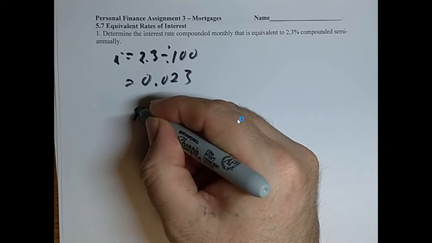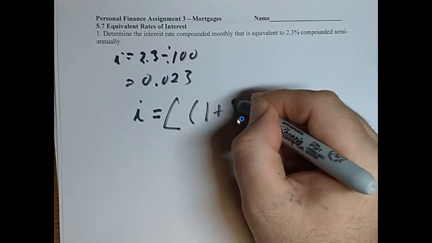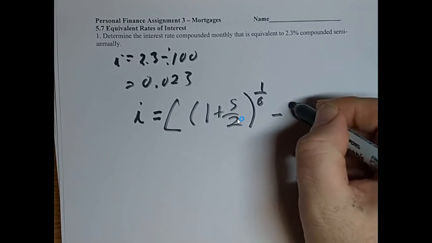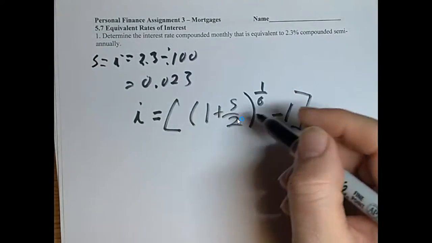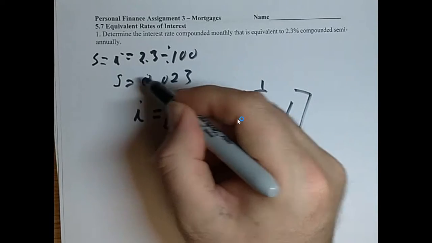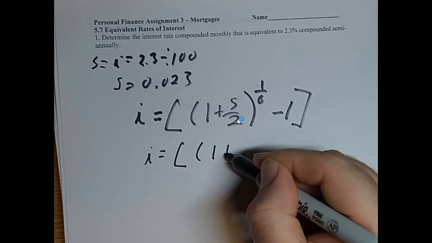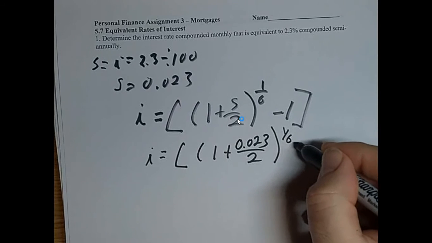We want to convert it. So we're going to use this formula, I equals 1 plus S over 2, which is the semi, to the 1 over 6, minus 1. And now we're going to plug in this I. It's actually a semi-annual I, so maybe I should call it S. So this is the S, and S equals that goes in there. So I equals bracket 1 plus 0.023 over 2 to the power of 1/6, subtract 1.